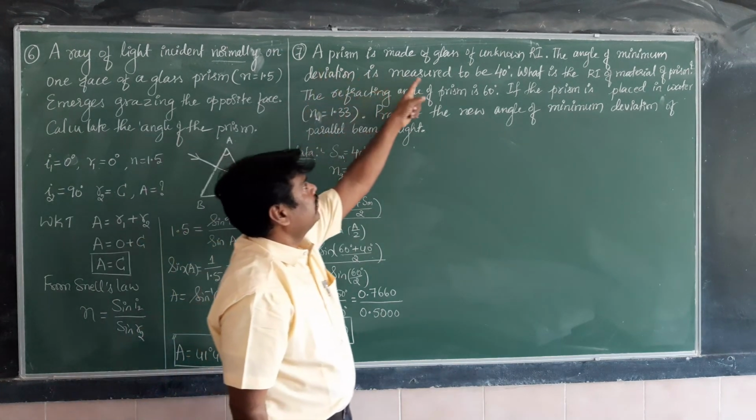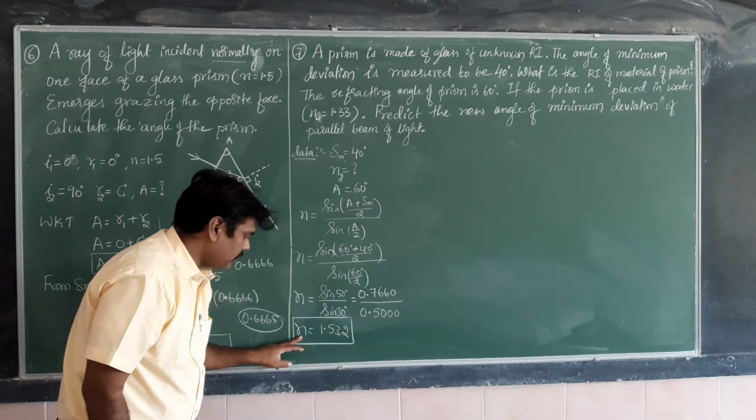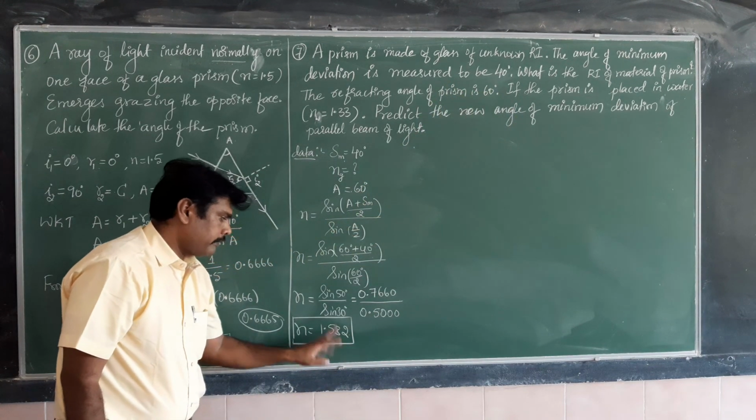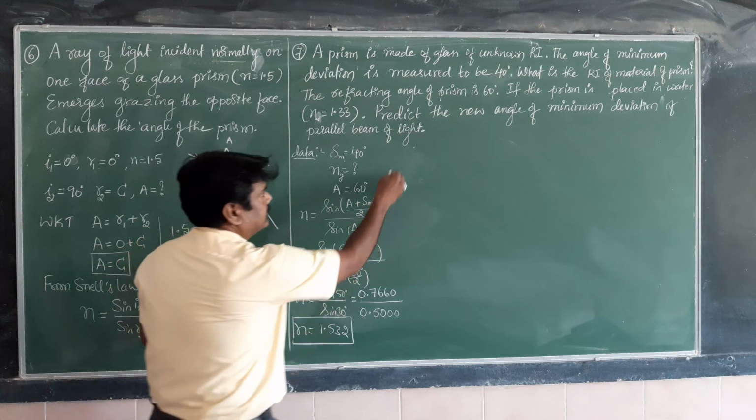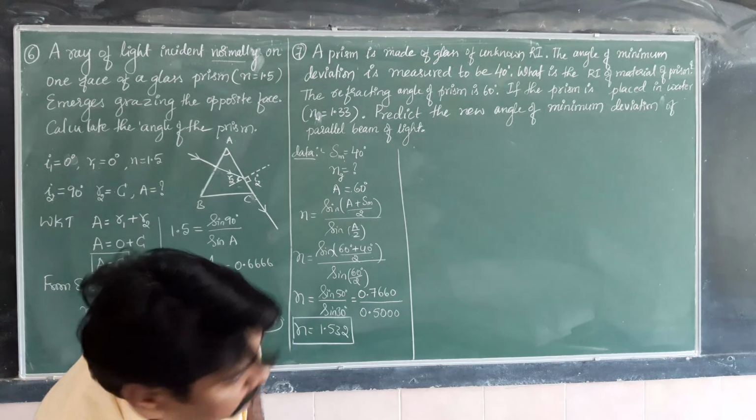This is the refractive index of the unknown glass of which the prism is made. The unknown refractive index we have calculated: n is equal to 1.532. This is the first part of this problem. Come to the second part of the problem.